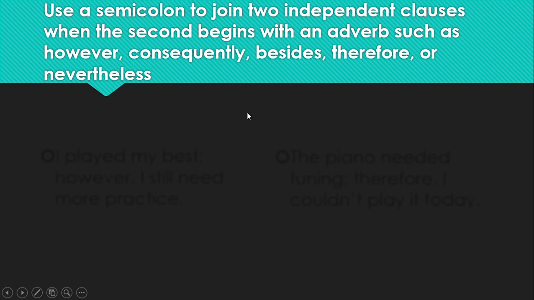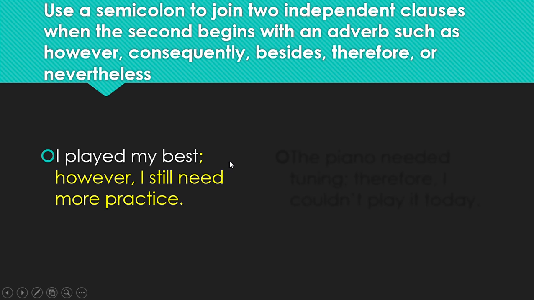Use a semicolon to join two independent clauses when the second begins with an adverb such as however, consequently, besides, therefore, nevertheless, that type of thing. So I played my best; however, I still need more practice. Now, when I looked at this, it was interesting because I do this quite often.